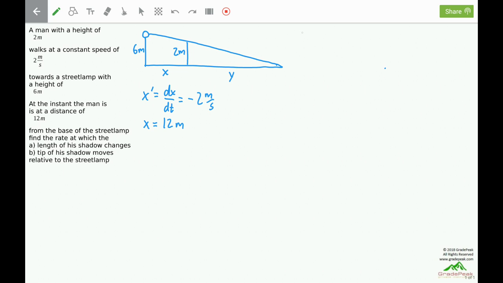For part A, we want to find the rate at which the length of his shadow changes. The length of his shadow is y. The rate at which that changes will be y prime, or dy dt. We have the rate of x prime, dx dt. We want to find the rate of y prime, or dy dt. We need to relate y to x. Y and x are related to each other by similar triangles.